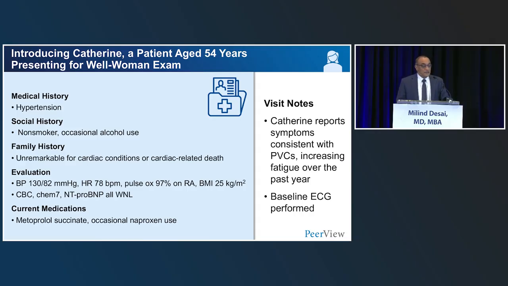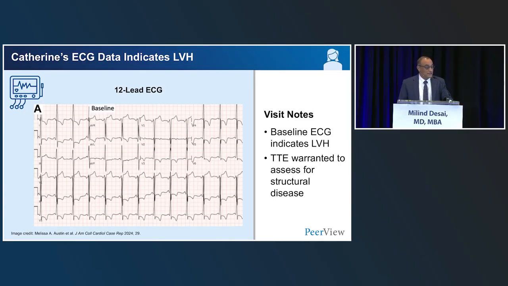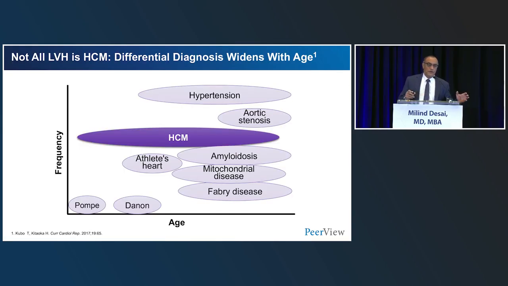She complains of symptoms that are consistent with PVCs, which increase with increasing fatigue over the last year, and a baseline ECG was performed that was suspicious for LVH, and the patient's ECG suggests this. That's not suspicious. That's grossly positive for LVH with major strain pattern, right? So obviously the next thing this patient underwent was a transthoracic echocardiogram to look for structural heart disease. So not all LVH is HCM.